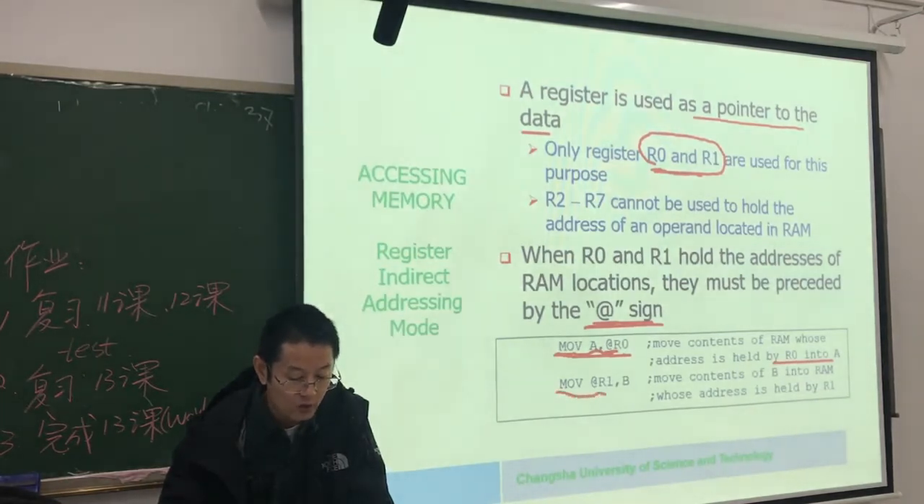MOV @R1, B moves the content of B into the RAM whose address is held by R1. Whose address? Yes, the address is stored in R1, not the content.